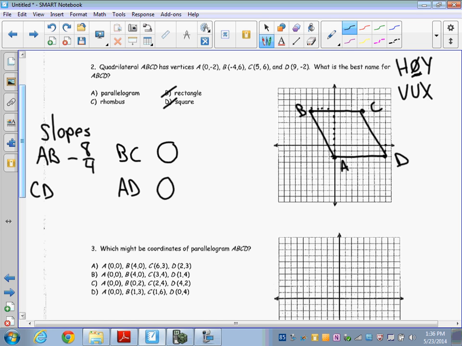So we have 1, 2, 3, 4, 5, 6, 7, 8. 1, 2, 3, 4. Again, we have negative 8 over 4. This means it's a parallelogram.